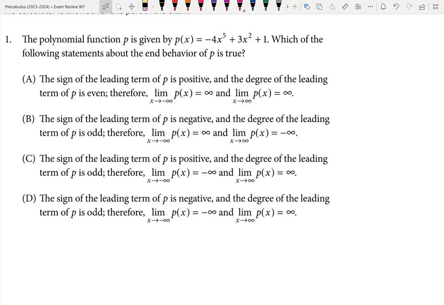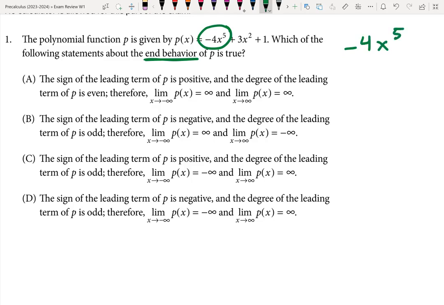So, a polynomial function is given by p of x equal to that expression. Which of the following statements about the end behavior of p is true? Like I said, I also have that key concepts PDF under the review links that you could use to reference end behavior. This is a polynomial, so end behavior of polynomials is based off of the first term: negative 4x to the 5th.